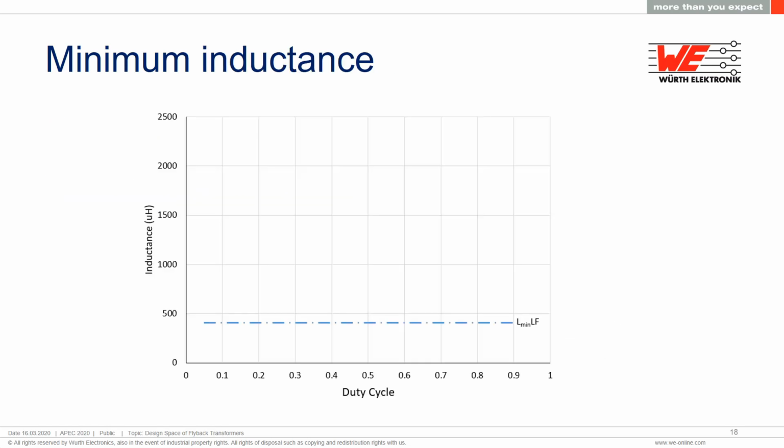I'm going to plot this on a chart where the vertical axis will be the inductance, and then across the bottom I'm going to plot duty cycle, though it could be any number of things like reflected voltage. The L minimum line represents the minimum inductance without any allowance for tolerance and is our bottom fence.